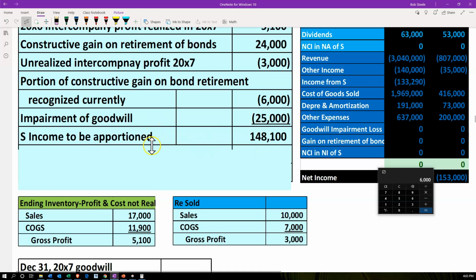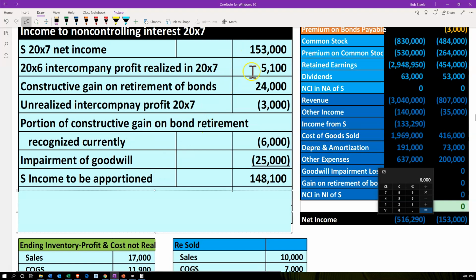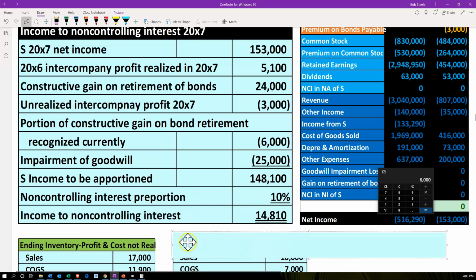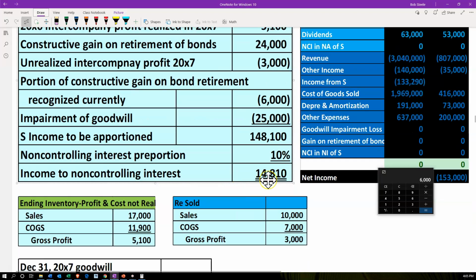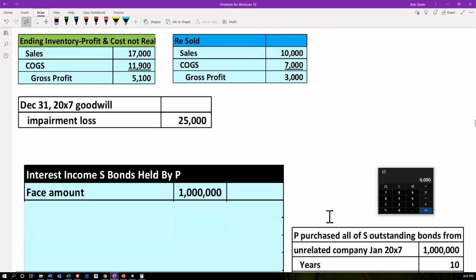So that's going to give us the S income to be apportioned. So the 153,000 plus the 5,100 plus the 24,000 minus the 3,000 minus the 6,000 minus the 25,000 is the 148,100. Then we're going to consider the portion that is the non-controlling interest, that being the 10%, 90% controlling, 10% non-controlling, the 148,100 times the 10% giving the 14,810. So that 14,810 is what we once again expect this number to be, and what it will be after we complete the problem and enter our closing or elimination or consolidation entries.